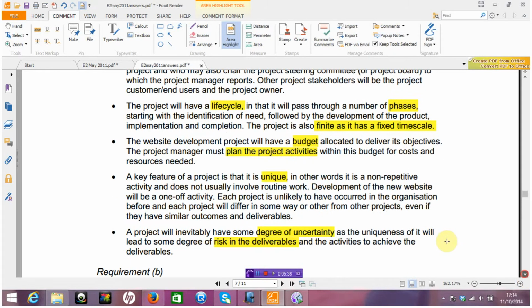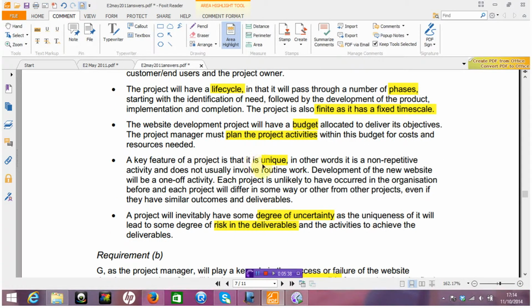Next point here is certainly that a project is unique. We sort of touched on that above, a little bit of overlap between one or two of these points. It's certainly non-repetitive. It will start and finish at a particular time. It doesn't generally involve any sort of routine work, whereas day-to-day business as usual will be to some extent routine.